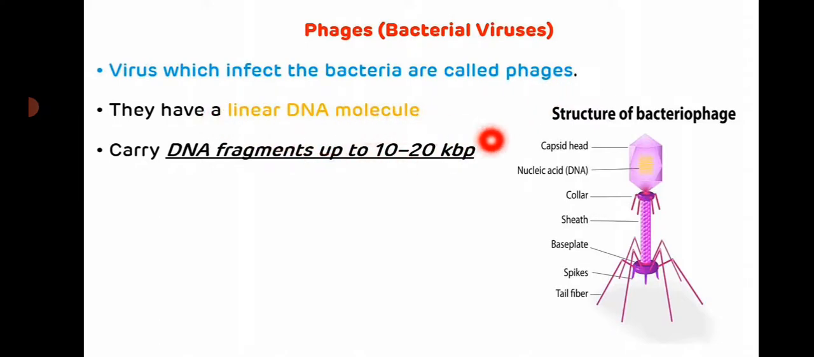They have a linear DNA molecule, long and straight, not circular but linear. They carry DNA fragments of up to 10 to 20 kilobase pairs. Sometimes 53 kilobase pairs of DNA can be packaged in the bacteriophage. This is the structure of a bacteriophage. There is a capsid head and there is nucleic acid, which is DNA. There is a collar-like structure.